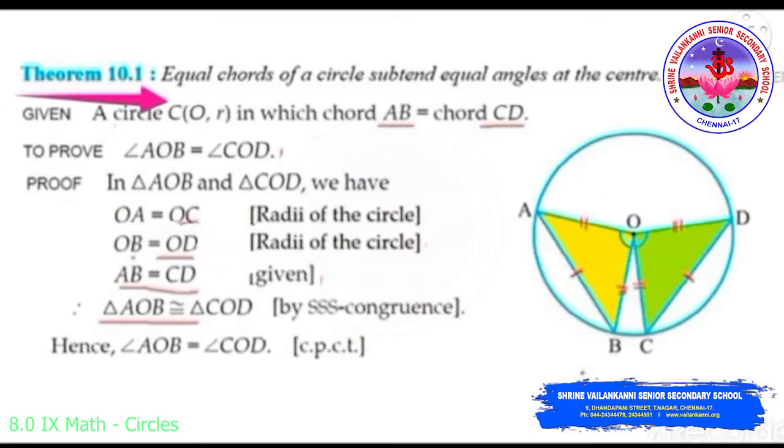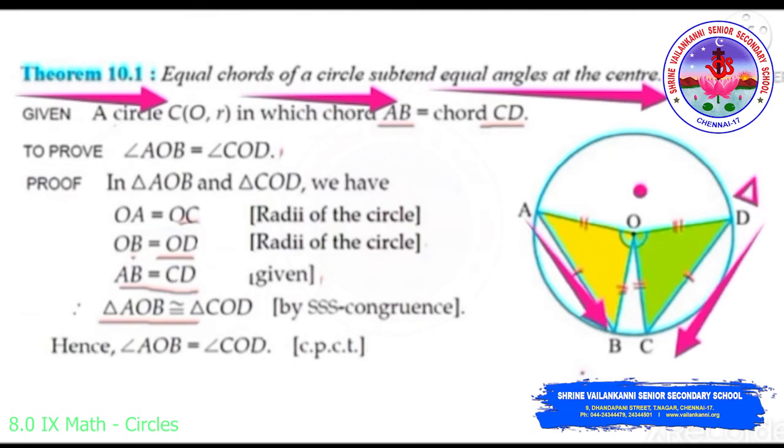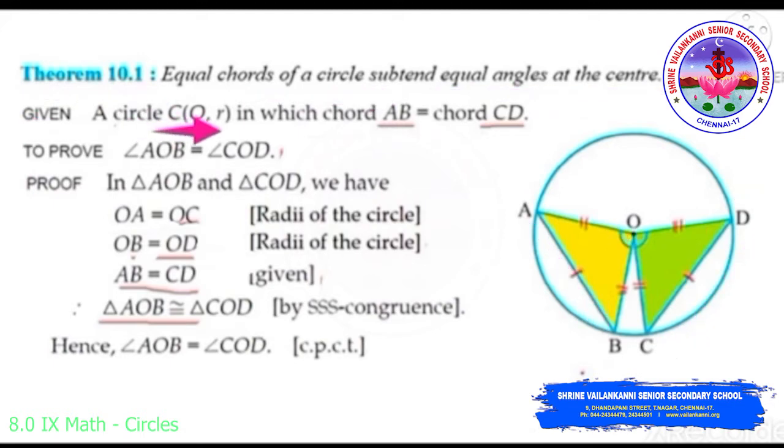Theorem 10.1. Equal chords of a circle subtend equal angles at the center. Here we are given a circle with center O and 2 chords AB and CD. We want to find out that angle AOB is equal to angle COD. Given a circle with center O and radius R in which the chord AB is equal to the length of the chord CD, we want to prove the angles subtended by the chords are equal, that is, angle AOB is equal to angle COD.